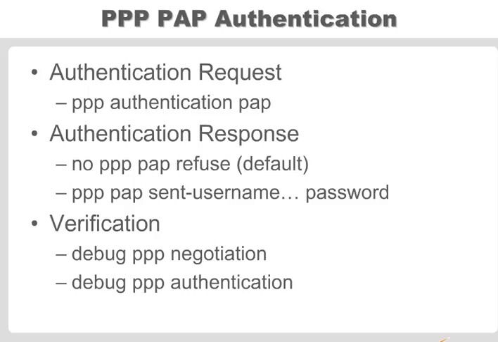So the first configuration line we have here, PPP authentication PAP, is going to configure one side to go ahead and request authentication and challenge the other side. In addition to that, having the PPP PAP sent-username command with the username information and password information.